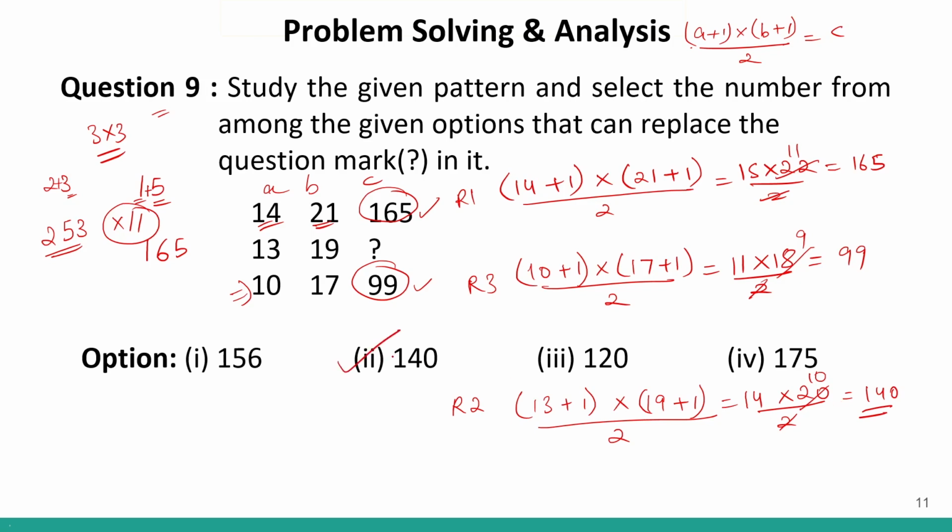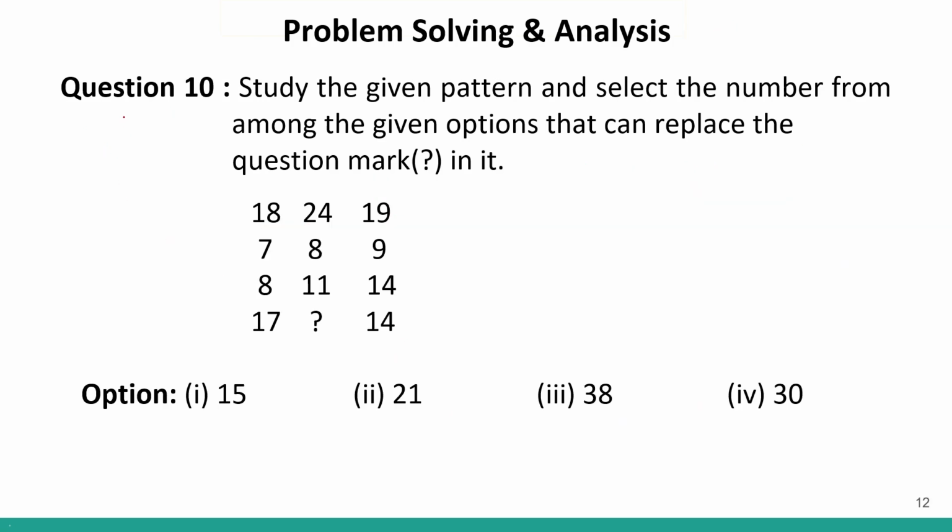Now let us move on to question number 10. Question number 10 is again a 4 into 3 matrix. 4 rows into 3 columns. Now, over here, if I look at this, these numbers are pretty comparable. I can't really make out any number that is big. Every number is comparable. So, let us try it in a different way.